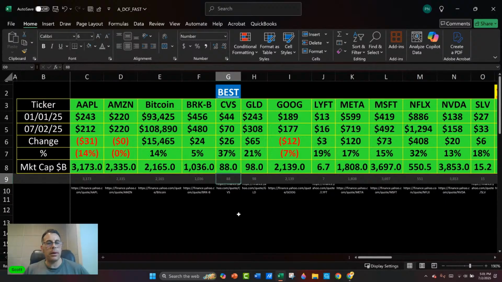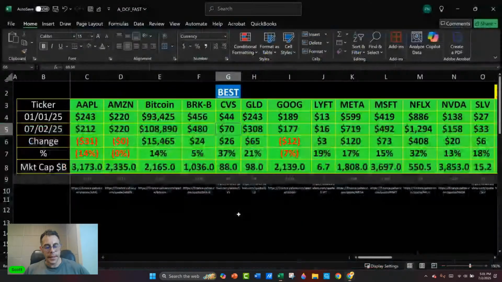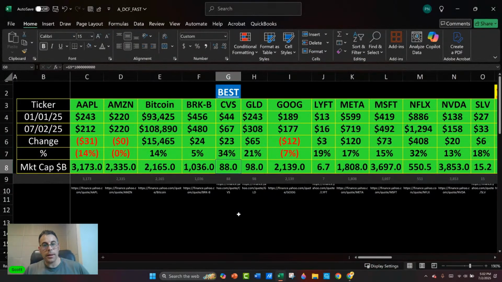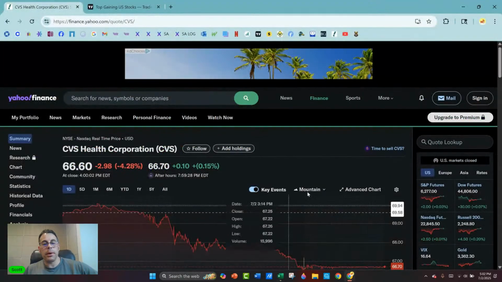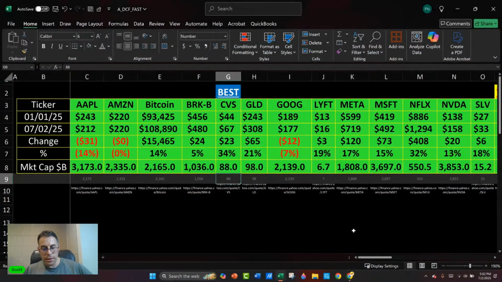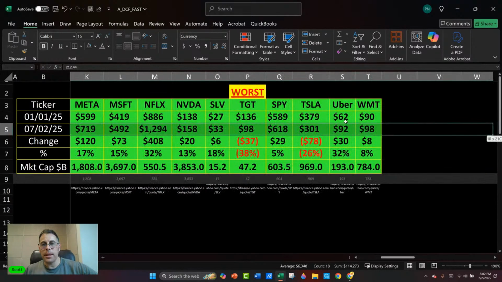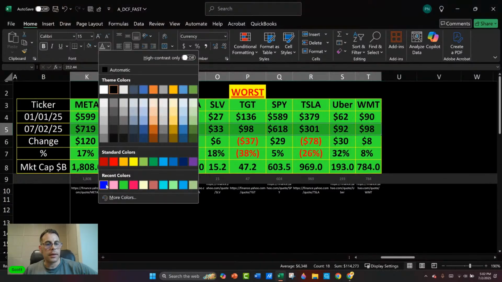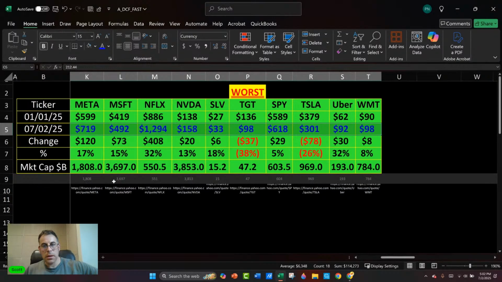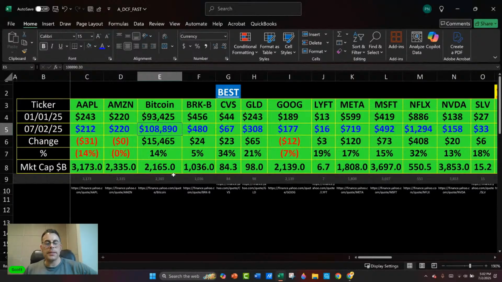Okay, so CVS, what did it close out today? 66.60. It went down today quite a bit. And what's the market cap? 84.25. So I type it in billions and it automatically populates. So this is the row I need to update. CVS is still up a lot, up 34% for the year.